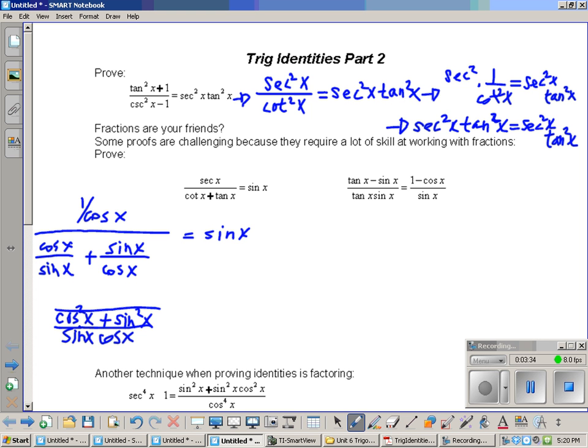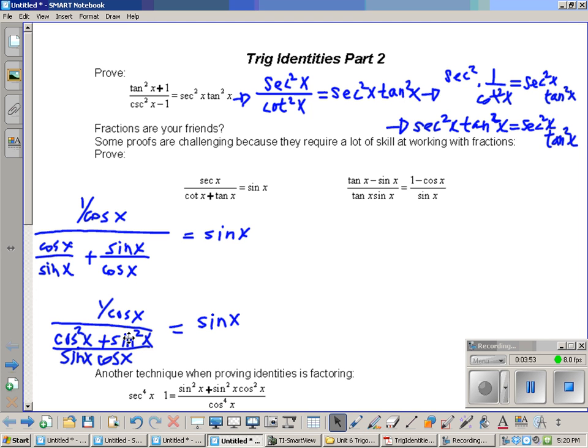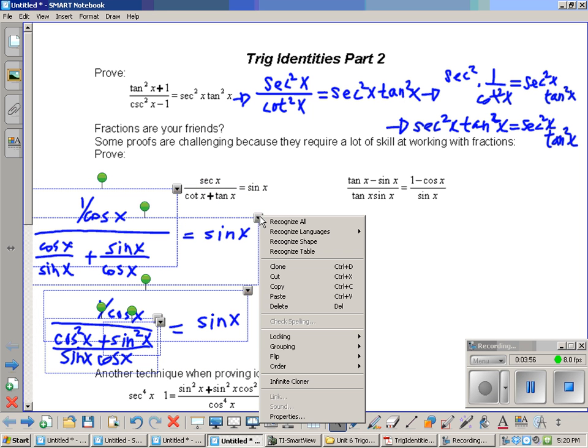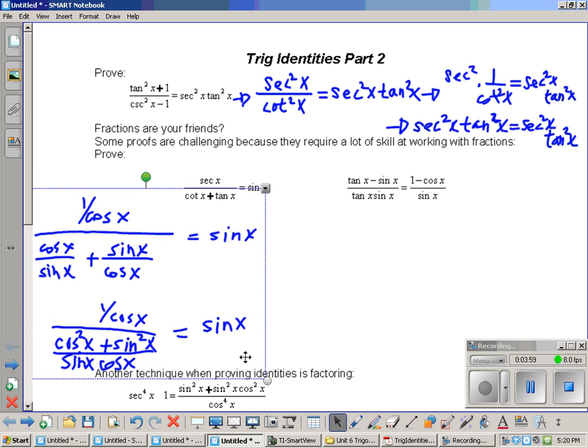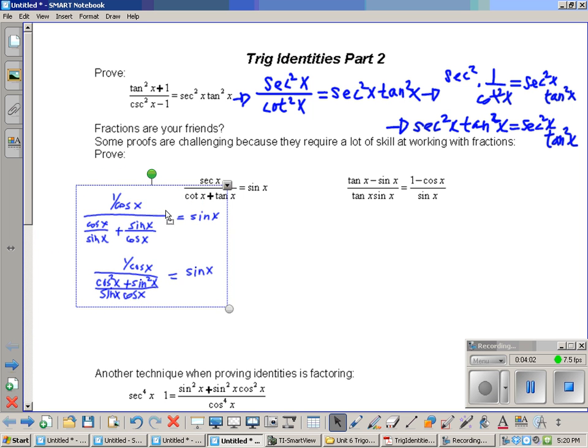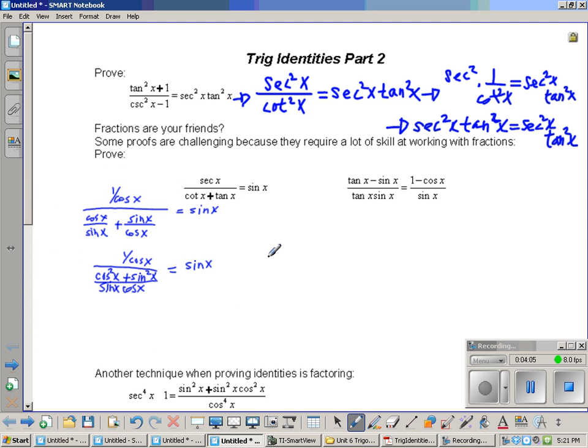The numerator is still 1 over cosine x. And I want to show that this is equal to sine x. Need a little more space here, so I'm going to group these together, make them a little smaller so we have some room. Pythagorean identity tells me that cosine squared x plus sine squared x is just 1. So I have 1 over cosine x times sine x cosine x over 1.